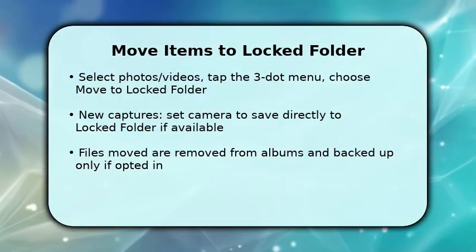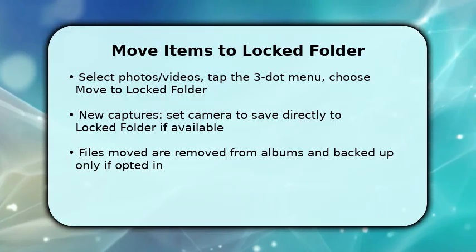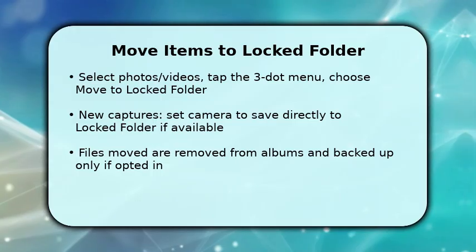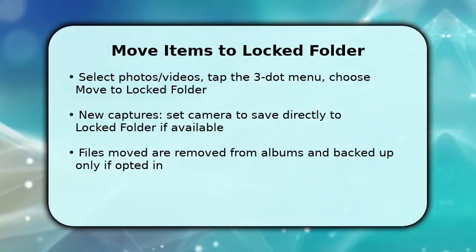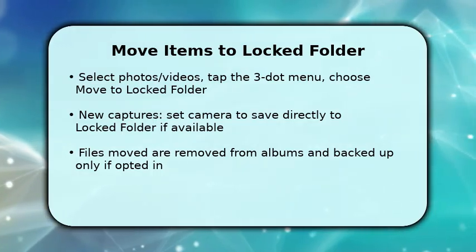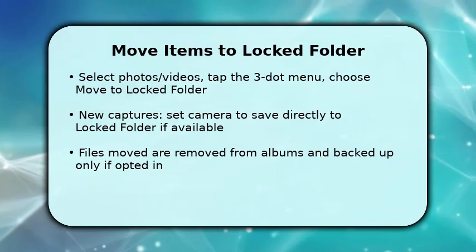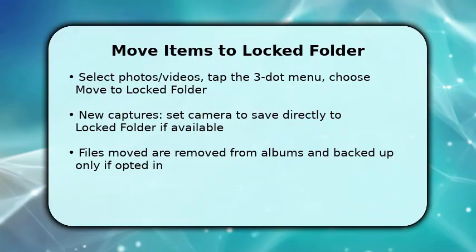Once set up, select the items you want to protect and use the three-dot menu to move to Locked Folder. This action explains why you lose album visibility. Items are removed from the regular library for privacy. If your camera offers it, switch the camera's storage to save directly to Locked Folder for future captures.